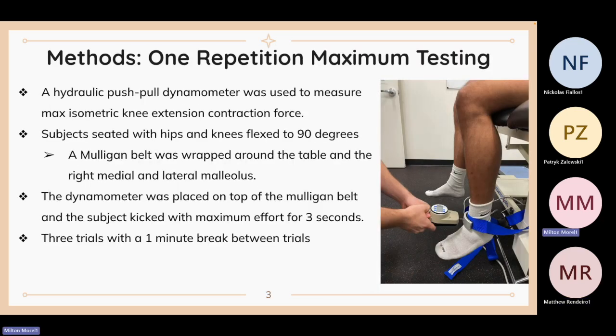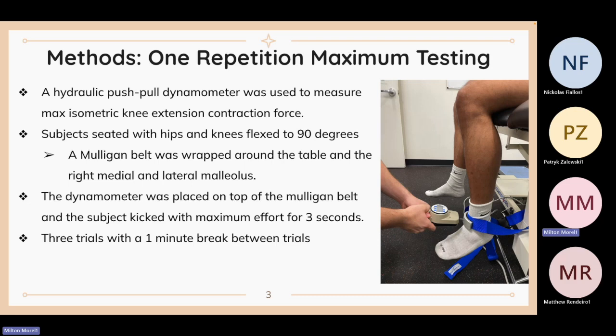So prior to our methods, we had the patients sign 2 documents, and after they finished the entire research, we had them sign another document. And once we were in the methods, we had to try to do a 1 repetition max. So with this, we used a hydraulic push-pull dynamometer, which was used to measure the max isometric knee extension contraction force. So for this, the subjects were seated with their hips and their knees flexed to 90 degrees.